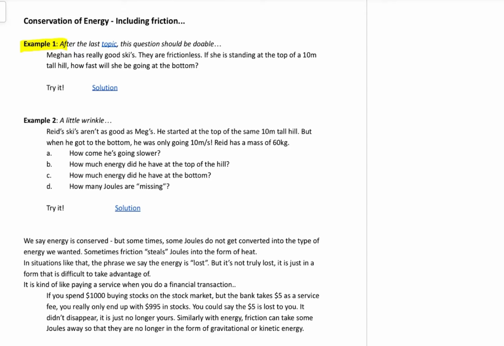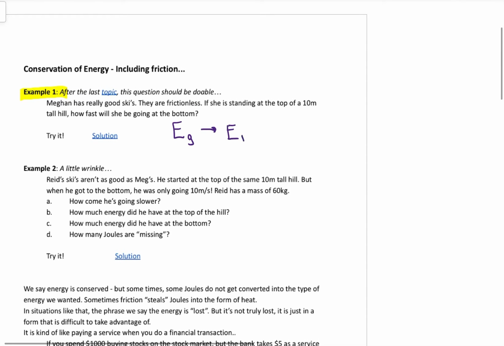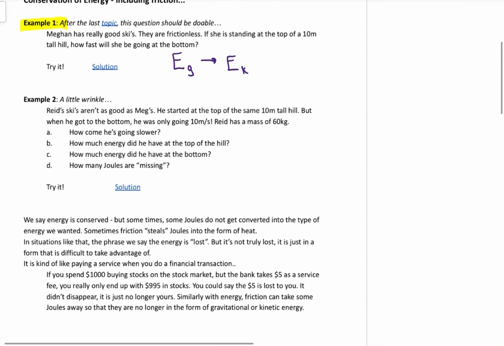Meg starts up high and not moving, so she's got gravitational energy. Then she ends up at the bottom of the hill, her lowest point, and moving, so she ends up with kinetic energy. You should have watched the solution, but basically the gravitational gets converted to kinetic, and we can figure out how fast she's going at the bottom.